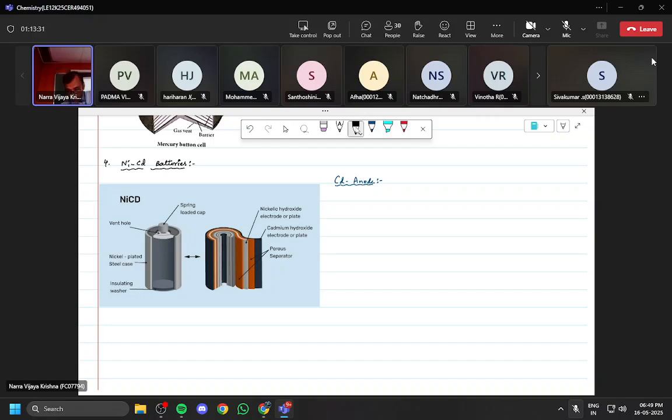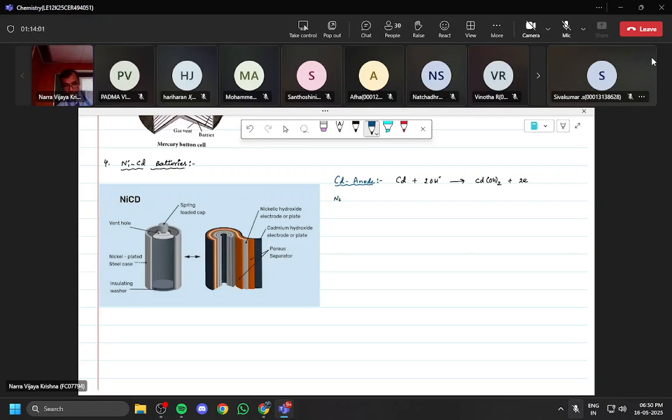Respective reaction, same as above. There I wrote zinc plus 2OH minus. Here we will write cadmium plus 2OH minus gives rise to cadmium hydroxide plus 2 electrons. This cadmium hydroxide will break down to form cadmium oxide plus H2O. Same way there, instead of Zn(OH)2, I wrote ZnO plus H2O. Response, sir. Any questions in it?